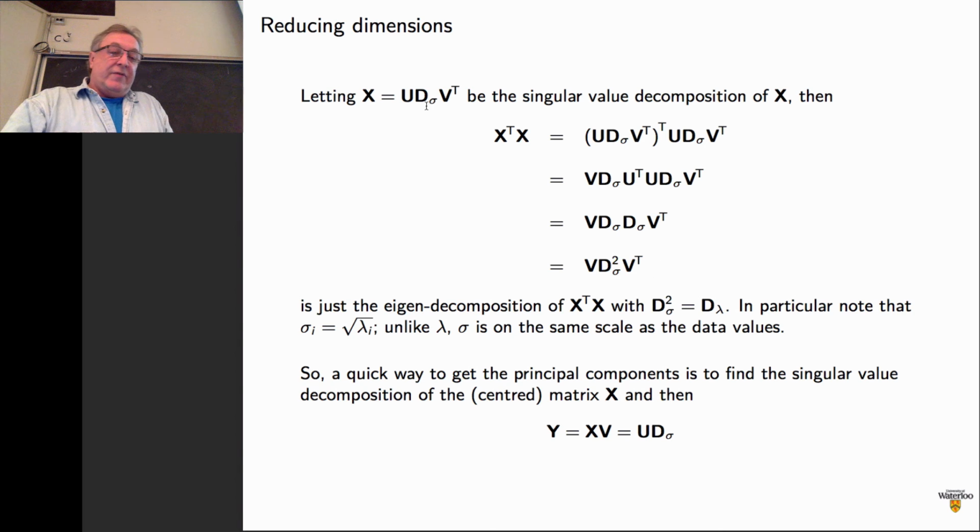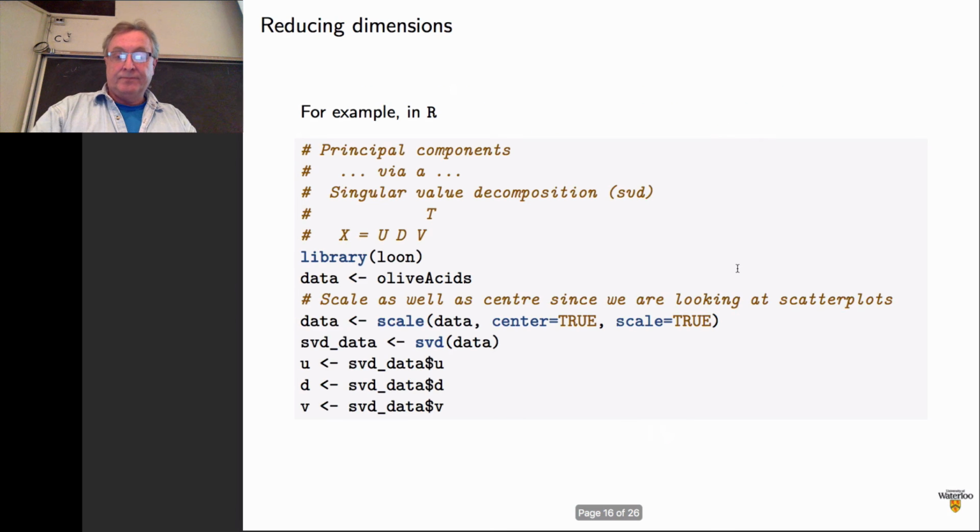And if I have the singular value decomposition here, that means I've got the V matrix that I want, the matrix of eigenvectors, so I've got a quick way to get the principal components of the data from the singular value decomposition. It's just going to be X times V or U D sigma. So we're going to use the singular value decomposition on the centered X matrix.